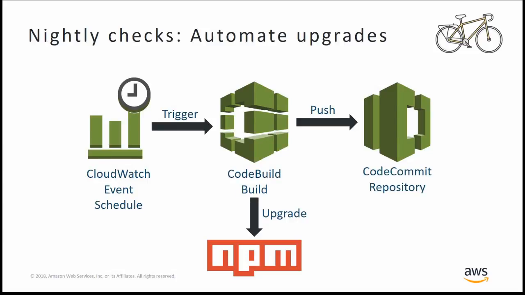So I've set up automated upgrades for my libraries in CodeBuild. So I do, again, a CloudWatch event schedule that kicks off nightly. That's going to kick off a CodeBuild build. Instead of, in this build, compiling and testing my code, first I'm going to upgrade all of my dependencies and then rerun my unit tests. And if all of those unit tests pass, I'm going to push the change for all of my updated libraries into CodeCommit. And so this takes off a lot of that heavy lifting for engineers so that they can focus on new code and new features.